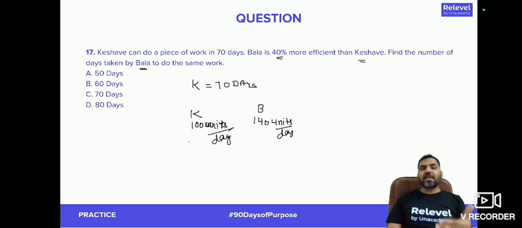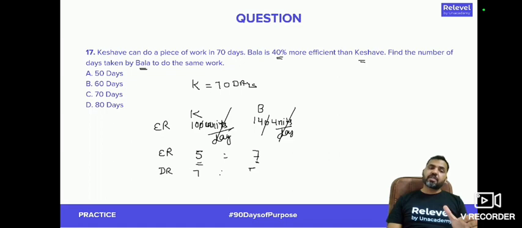Now that's my efficiency ratio. The efficiency ratio between Keshav and Bala would be 5:7. Right? That means if Keshav can do 5 units of the work a day, Bala will be doing 7 units of work per day. And we know that efficiency and days ratio are inversely proportional to each other. So it will become 7:5. Right? The person who is more efficient will be taking fewer days to do the work. But the days ratio is 7:5. If Keshav is doing the work in 70 days, which is 10 times of this, then Bala will be doing the same piece of work in how many days? It would be 50 days. Answer would be A option.